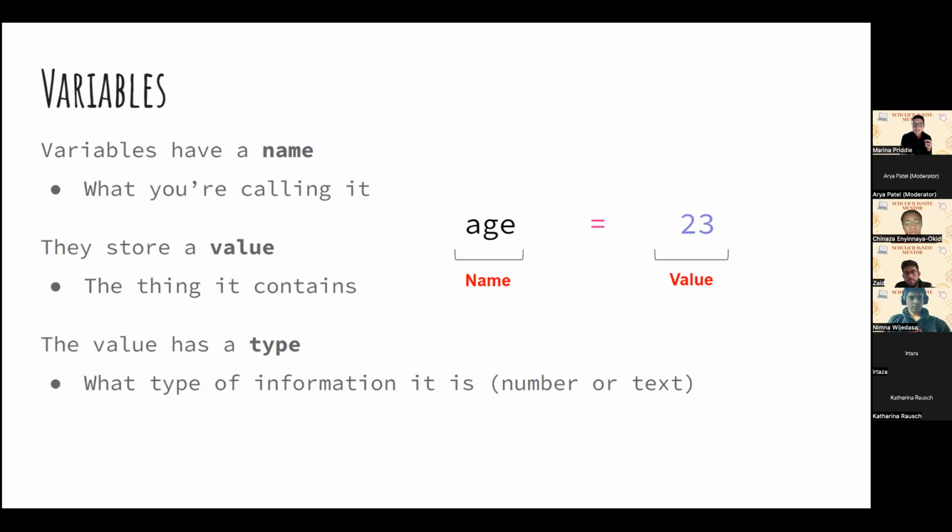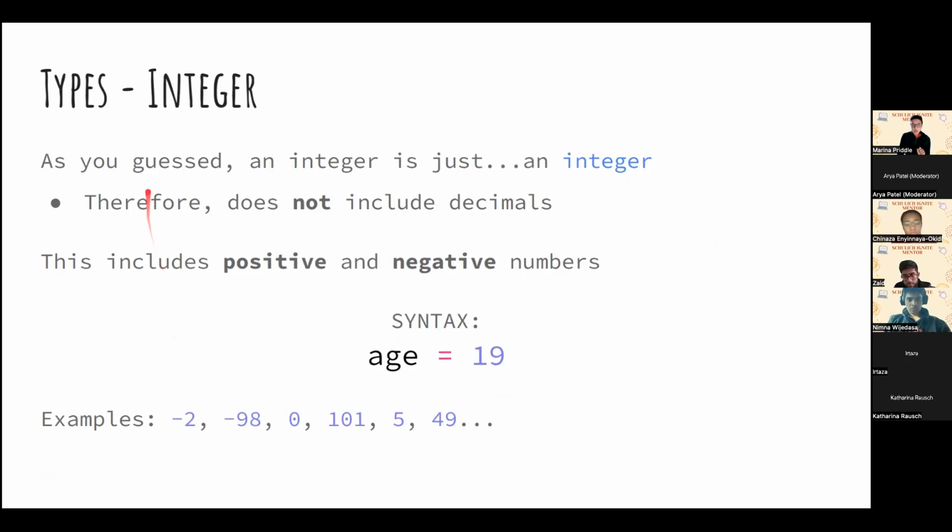That's the thing it contains, right? So for example, when we create a variable age and we say age equals 23, we assign that value to age. Imagine age has a pocket, and this is the value. You need to put that value into a pocket, and that pocket is going to be called age. Now, the value has a type. There are two types of information that you need to remember for this session: a number and a text, okay?